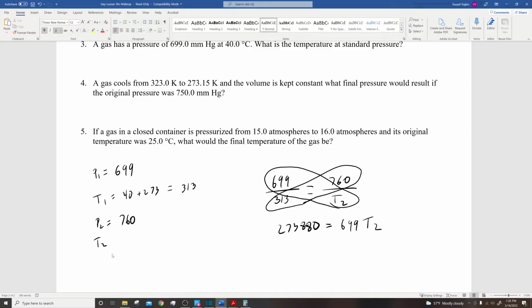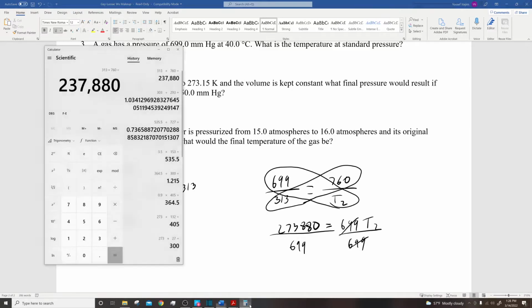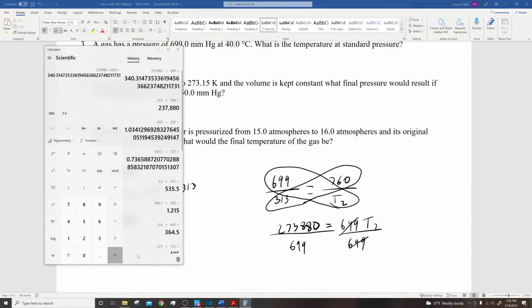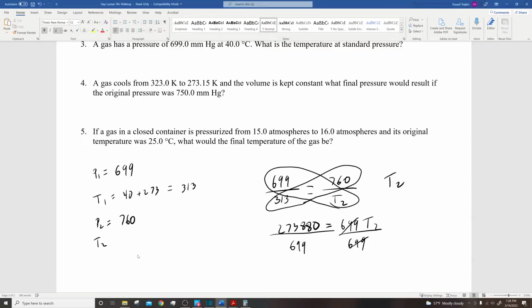And then we just need to isolate our variable. So we're going to divide both sides by 699. That's going to cancel. So T2 is going to be this number divided by 699, which equals 340.3. So T2 is equal to 340.3. We're just going to do 340. And then our unit for this is going to be Kelvin. Box it up and you're done. And that's it. Just work these problems out, turn them in, and you're good to go.